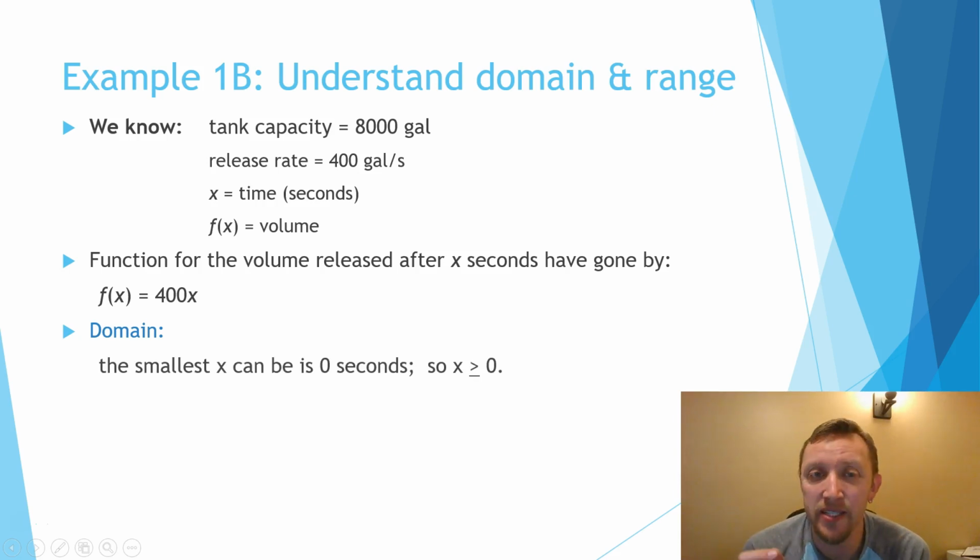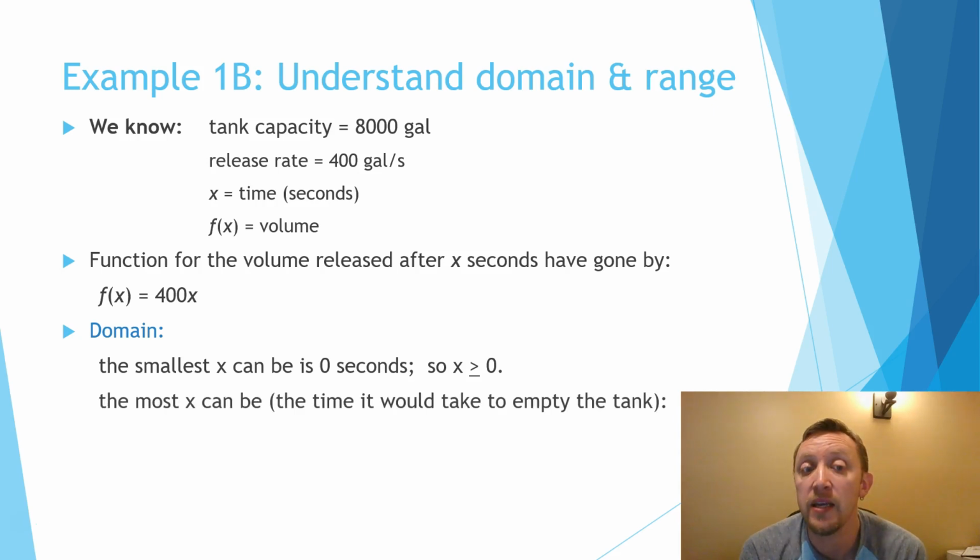So the smallest X can be would be 0 seconds. Remember X represents the time. So if we have our equation 400 times X, so 400 times the number of seconds, so 400 gallons per second, if X were 0, 400 times 0 would be 0. So the smallest number our domain can be is 0.